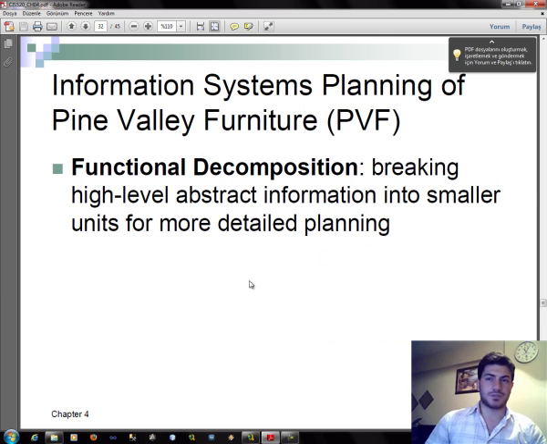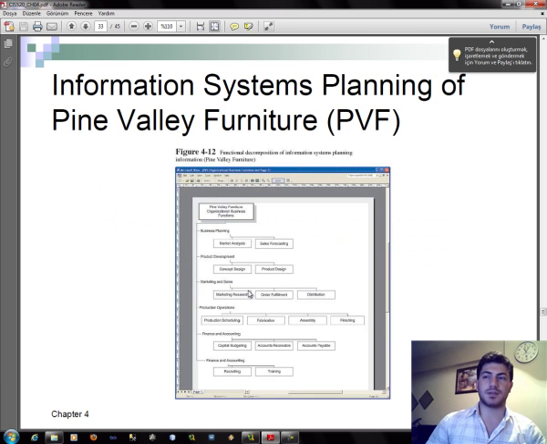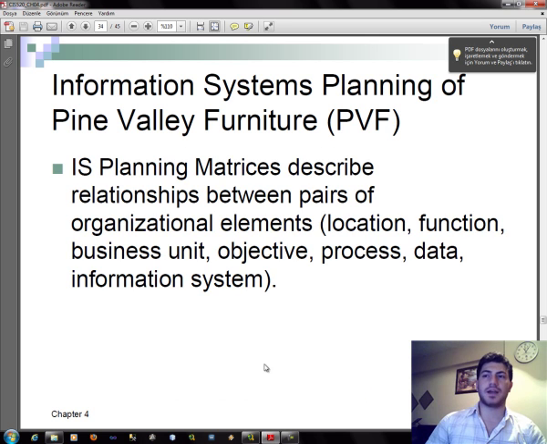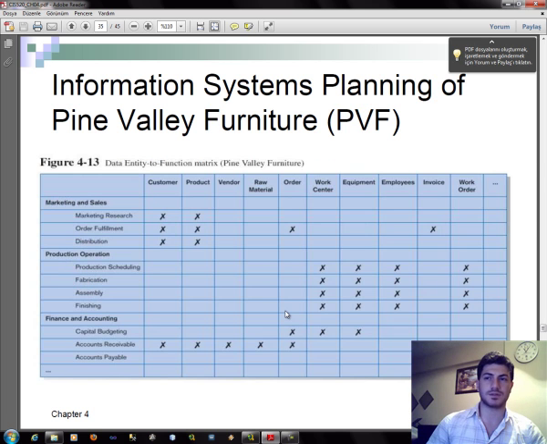Functional decomposition: breaking high-level abstract information into smaller units for more detailed planning. IS planning matrices describe relationships between pairs of organizational elements, which are location, function, business unit, objective, process, data, and information system.